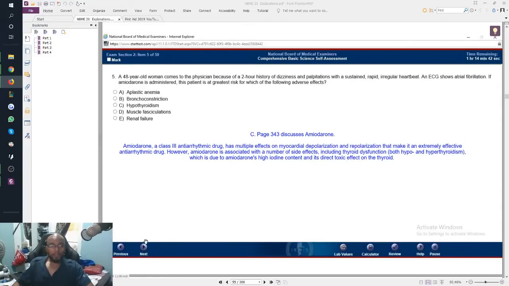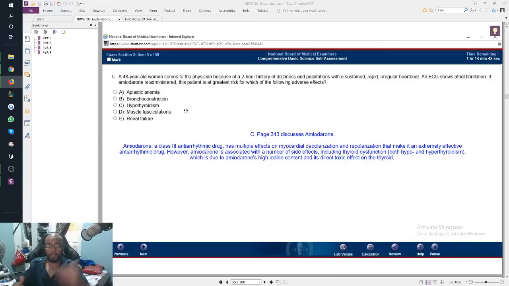Number 5, a 48-year-old woman comes to the physician because of a 2-hour history of dizziness and palpitations with a sustained, rapid, irregular heartbeat. An ECG shows atrial fibrillation. If amiodarone is administered, this patient is at greatest risk for which of the following adverse effects? So now you have to remember all the side effects of amiodarone, which is a class 3 antiarrhythmic. One of the most important side effects is that because amiodarone is mainly iodine by weight, it can cause hyper or hypothyroidism, right?